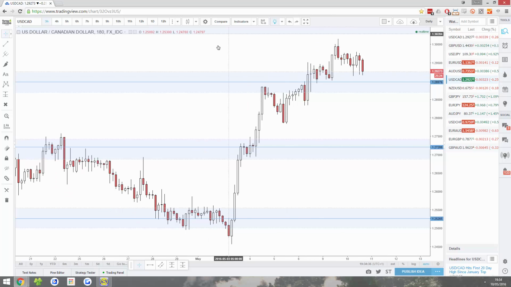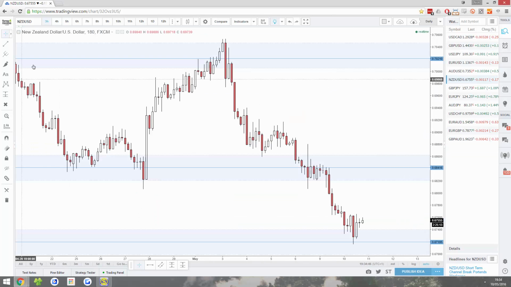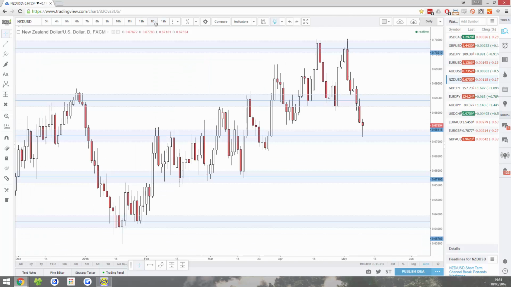This is my old USD CAD chart. I had the wrong price feed for my USD CAD chart, so I created a new one, so I'll just delete that one. All right. New Zealand USD.